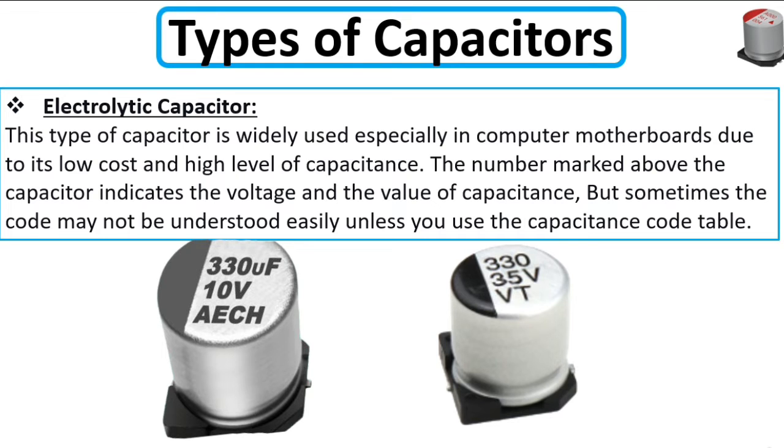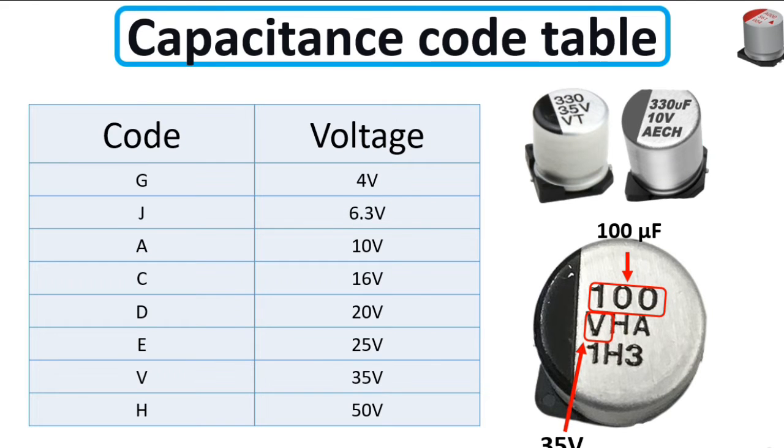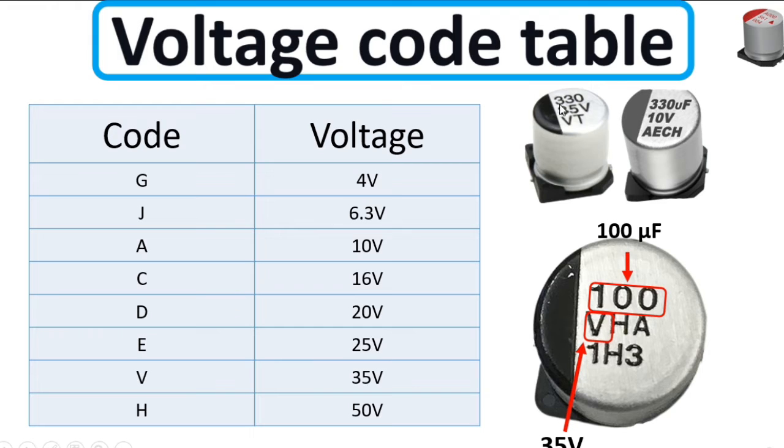But sometimes you can find some electrolytic capacitors that have a strange code that you cannot understand easily. That's why we should use the code table. For example, for these two capacitors the value of the capacitance and the voltage are clear and evident. And for this kind of capacitor, we have here 100. This is clear, 100 means 100 microfarad. But here we don't have the voltage, we have just some letters. And here this is a lot number.